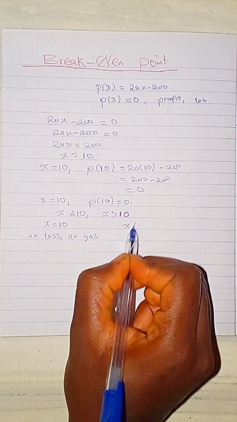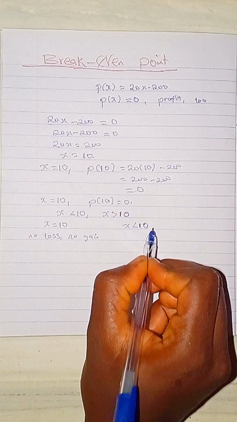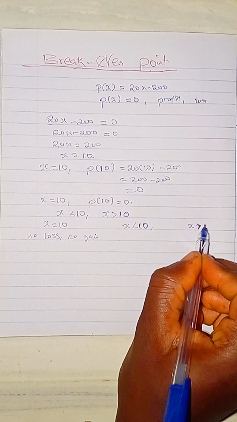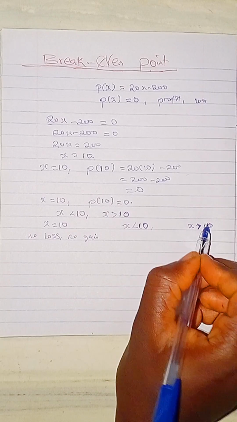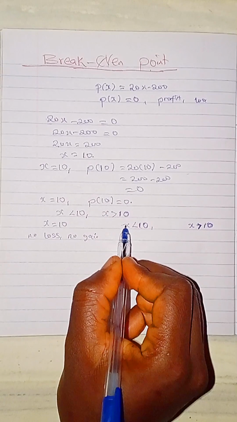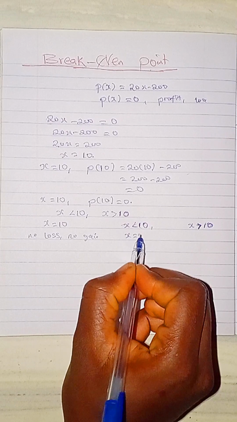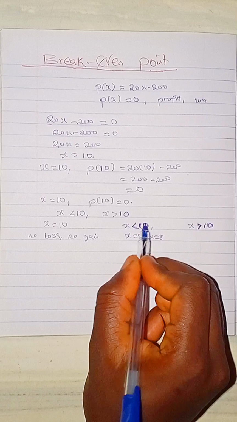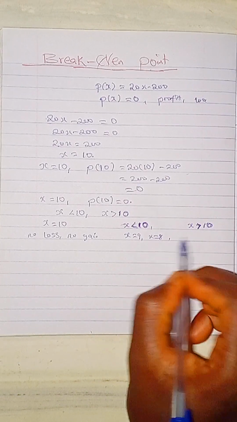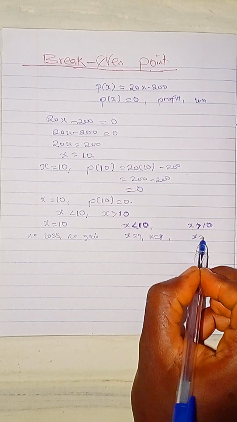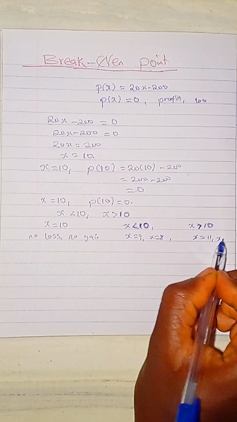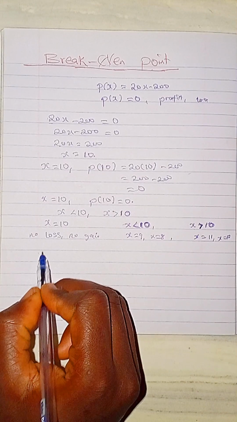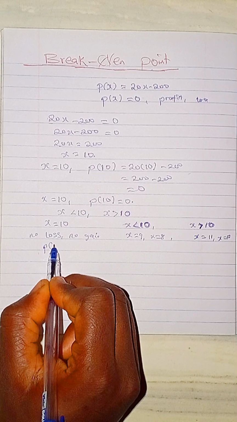What happens when the man sells less than 10 pieces of onions? What happens when the man sells more than 10 pieces of onions? So if the man sells less than 10, either he sells 9 or he sells 8, but he sells less than 10. If the man sells more than 10, maybe he sells 11 pieces of onion, 12, 13, more than 10. So you check what will happen to the profit of the man.